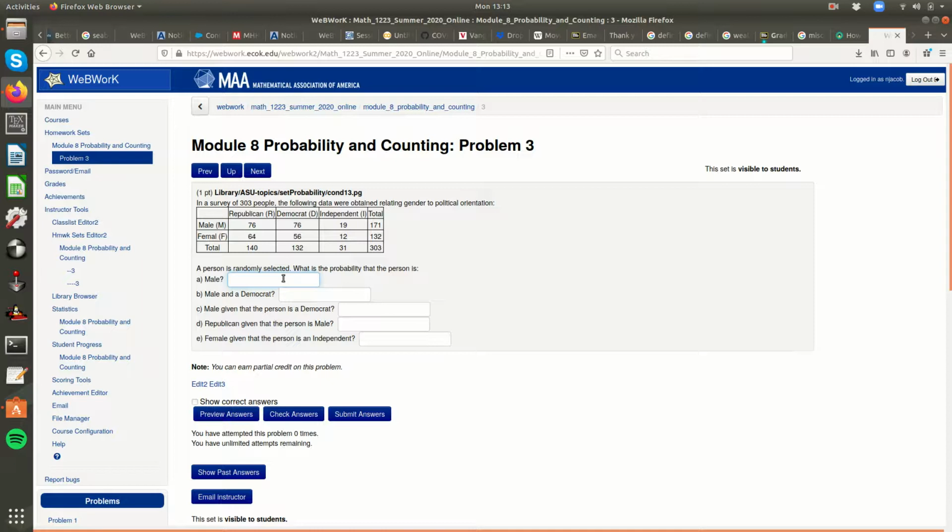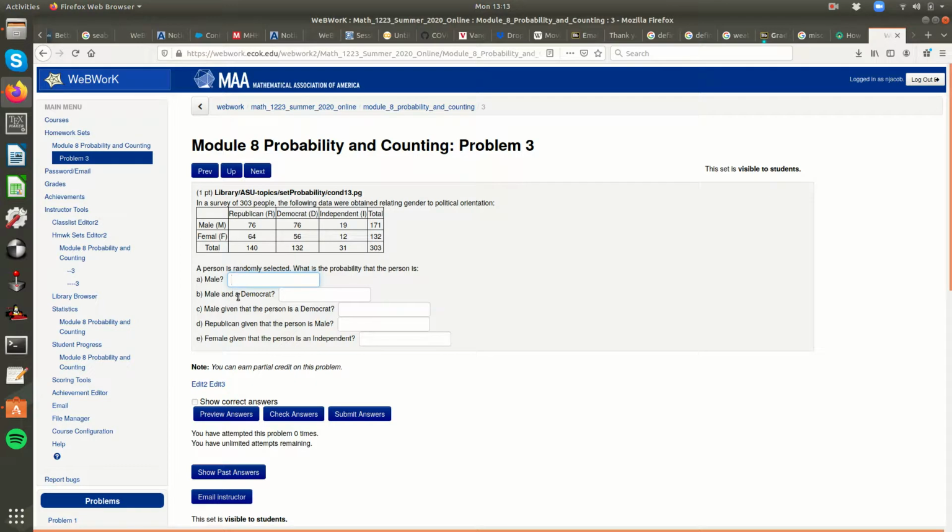So you'll see here on the screen, in a survey of 303 people, the following data were obtained relating to gender and political orientation. The first question is, a person is randomly selected. What is the probability that a person is male? So what we're going to do here, probability is all about the number of people that fall in that set divided by the total number. So all I have to do is figure out how many males there are and how many total people there are. Well, I know there's 303 people because it says that really clearly, right?